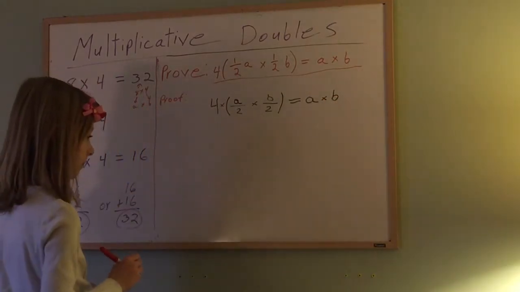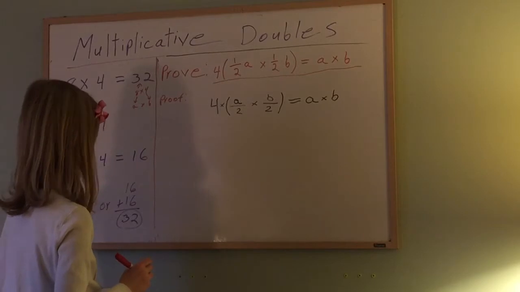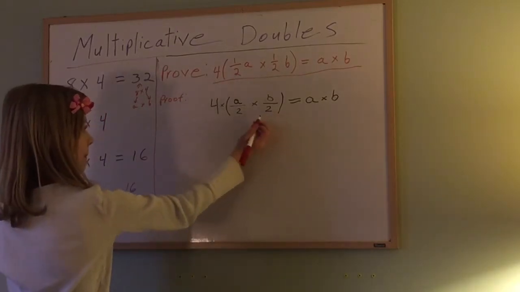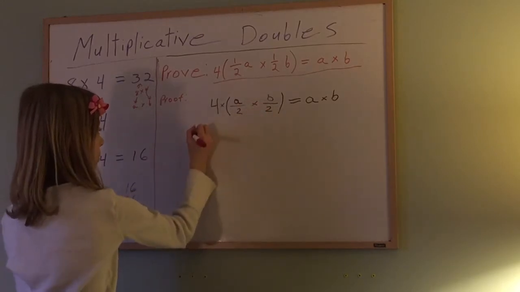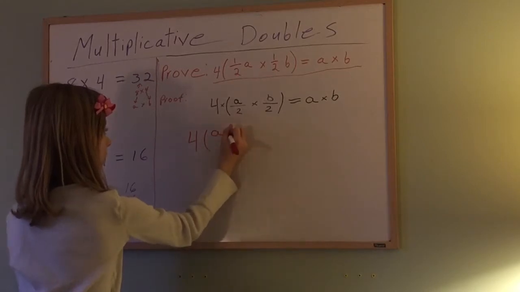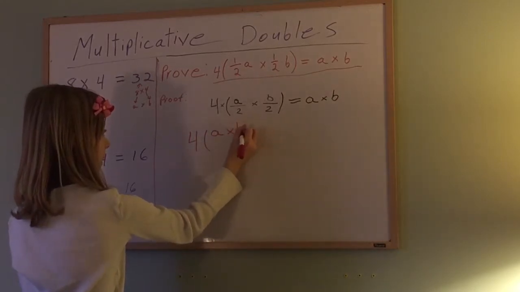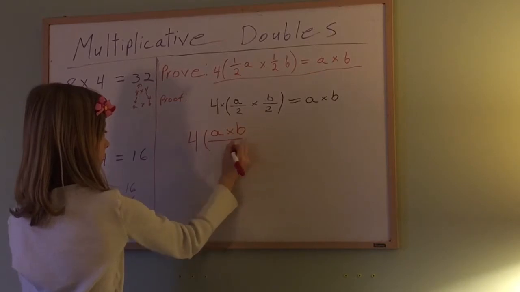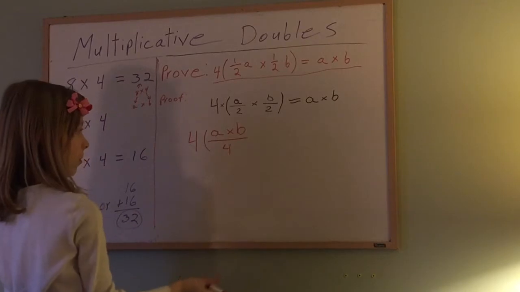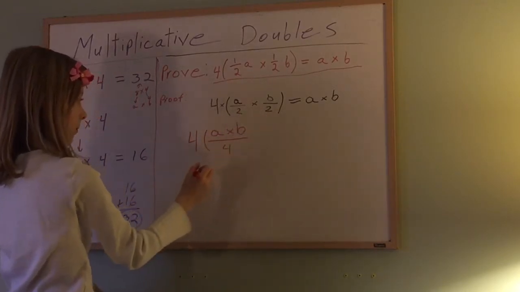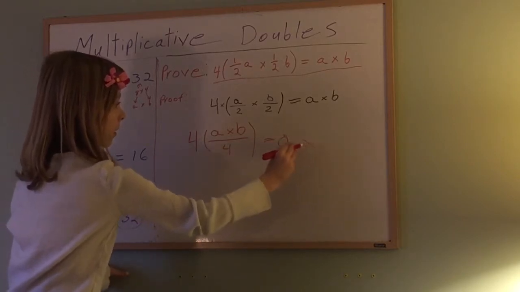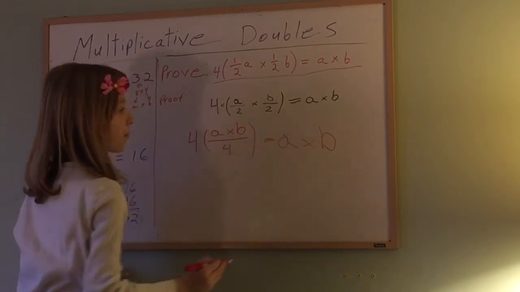Okay, so we have to switch markers. So what's our next step? We want to simplify what's in the parentheses a little more. 4 times a times b over, right, so that's 2 times 2 is 4. Close off your parentheses. Equals a times b. Correct.